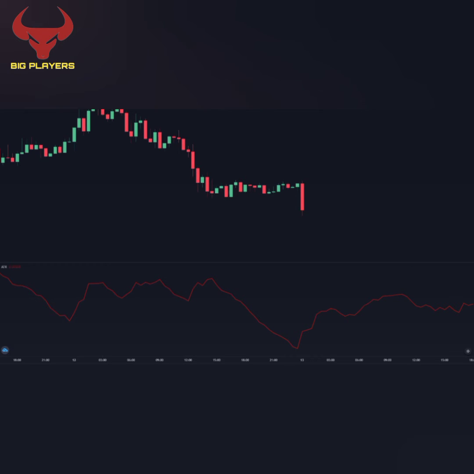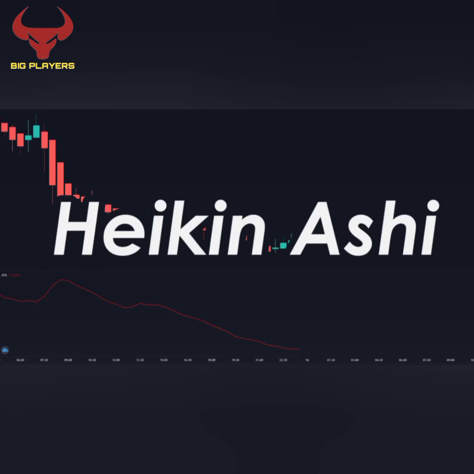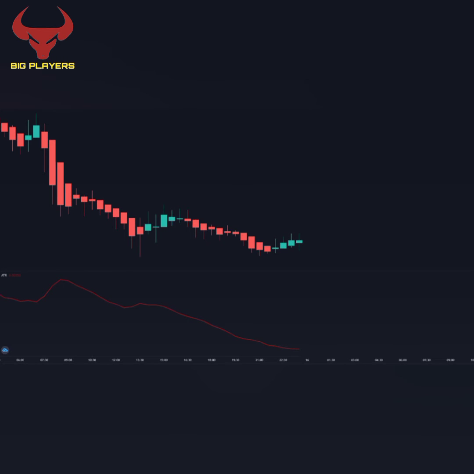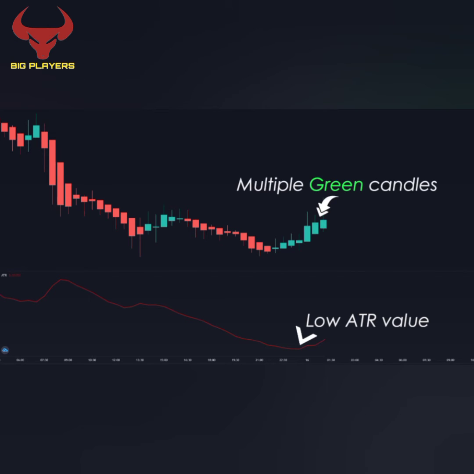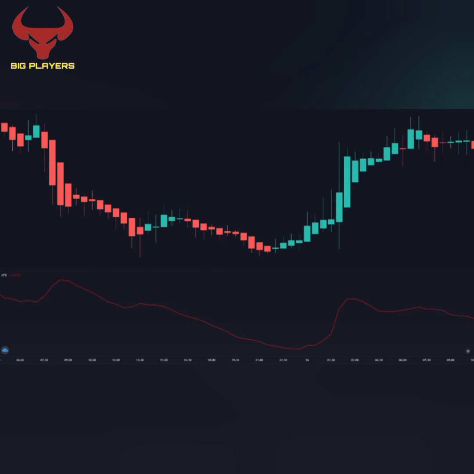There are actually a lot of ways you can do this, but my favorite method is using a trend indicator such as the Heikin Ashi. So you can see in this example, the ATR is at a relatively low value, and the Heikin Ashi displays multiple green candles, meaning that the breakout is most likely to happen in the upwards direction. And that's exactly what it did. It went upwards and you would have secured some profits.